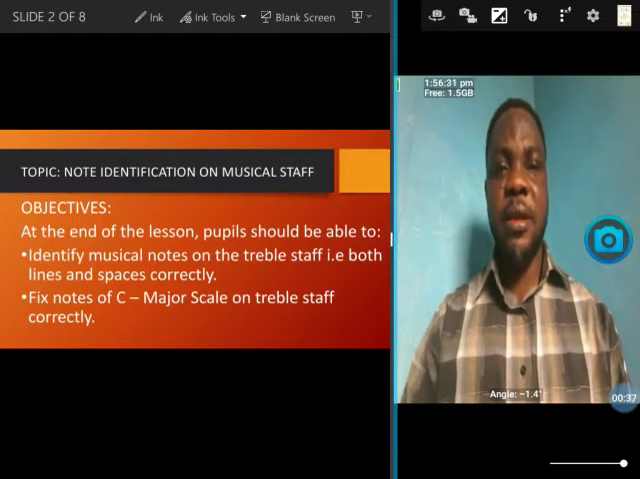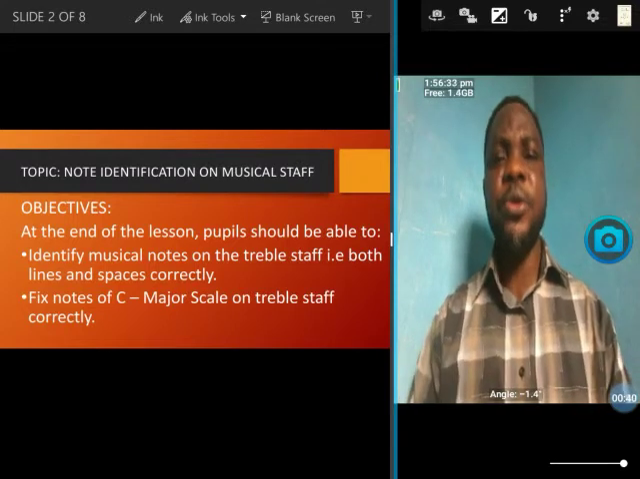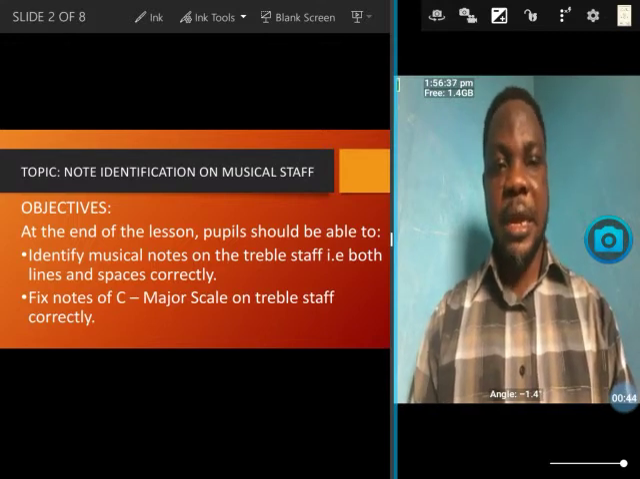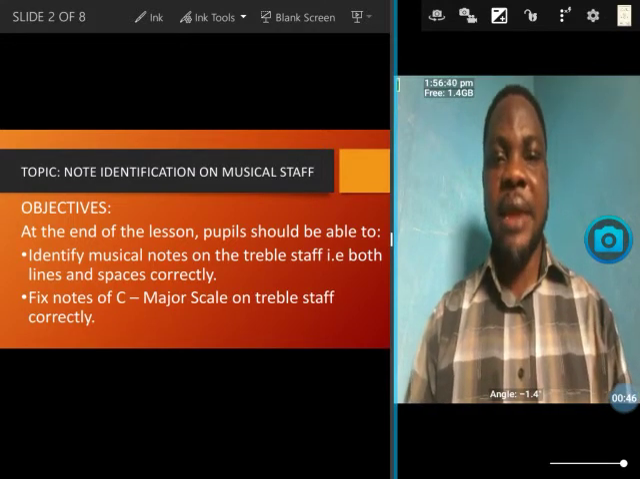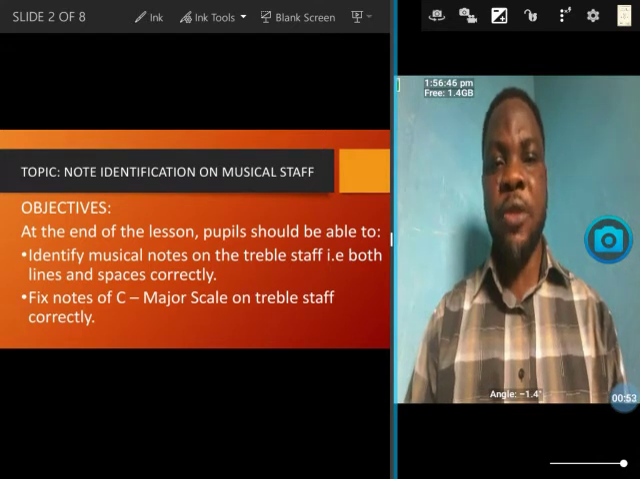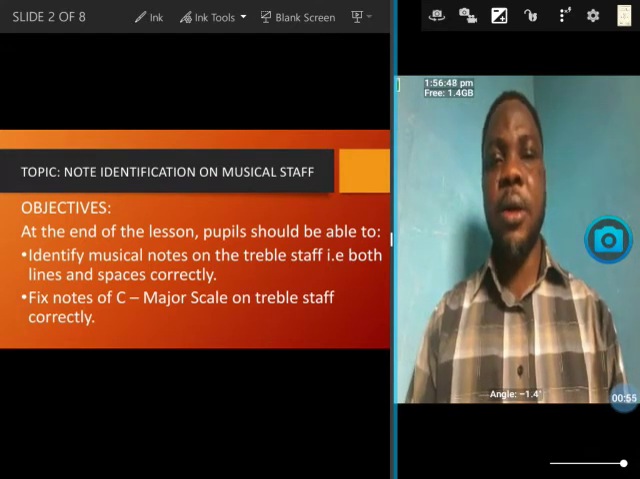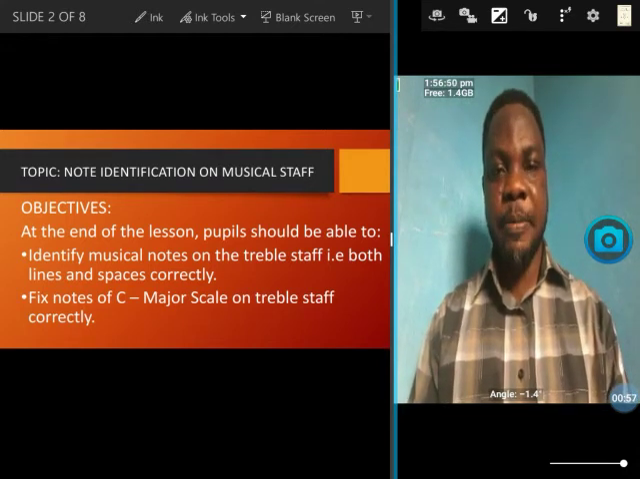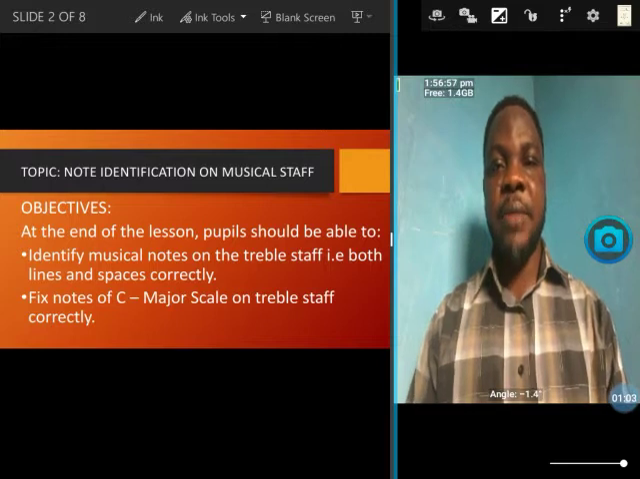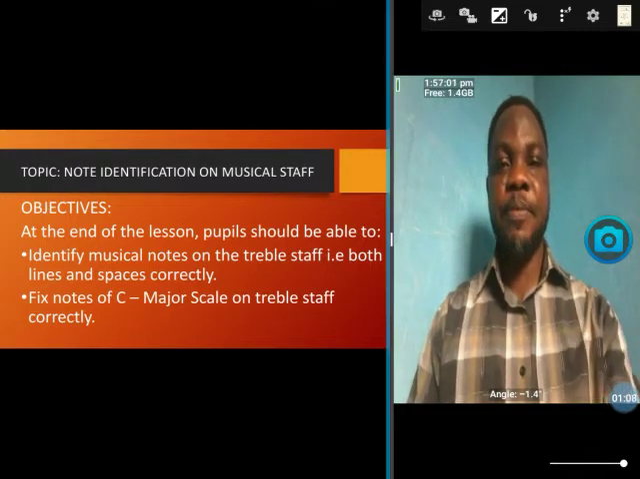At the end of the lesson, pupils should be able to identify musical notes on the treble staff, that is, both lines and spaces correctly. Two, at the end of the lesson, pupils should be able to fix notes of C major scale on treble staff correctly. Now, I want you to sit down quietly, get your writing materials, and be attentive as we go fully into the lesson for the day.